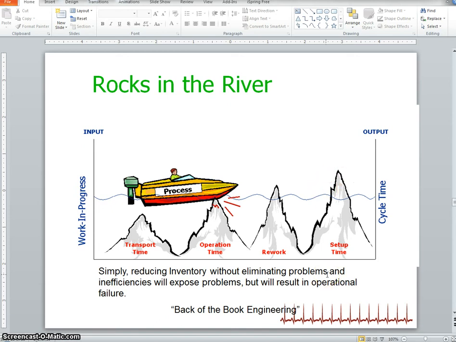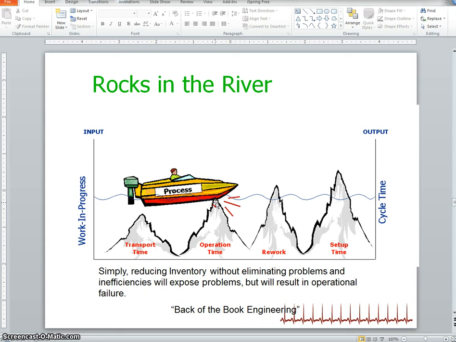Sometimes I call this back of the book engineering. I've worked with a lot of people who basically say, yeah, we're doing lean, or we're doing just in time, we're cutting our inventory, or we're cutting our lead time, and they're not really doing anything to tackle the problems that are here. And of course what they're seeing is that their business is going worse. They're having more late deliveries, or they're having more problems, and they're kind of missing the point there.